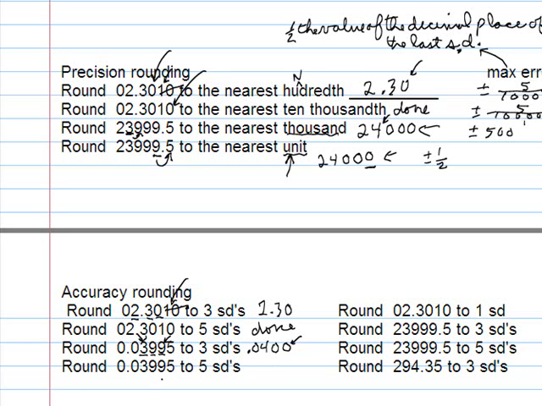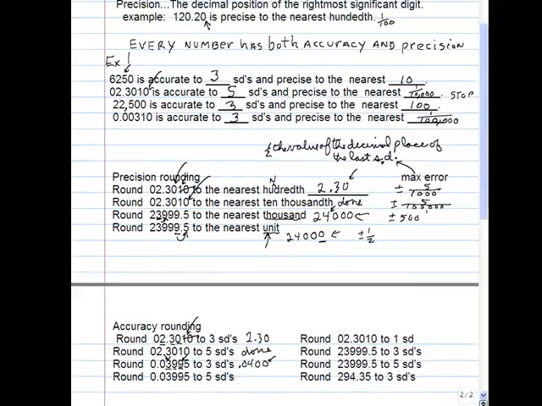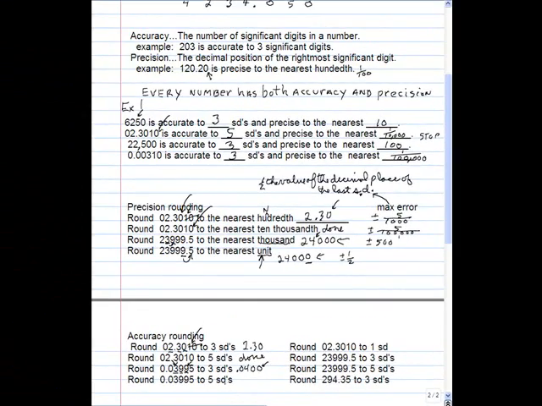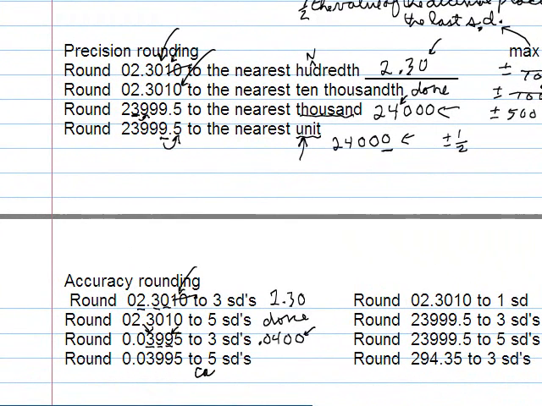And finally, this last one says round this to 5 significant digits. We don't have 5 significant digits to round it to, so we simply can't do that. So I'll just put here, can't be done.